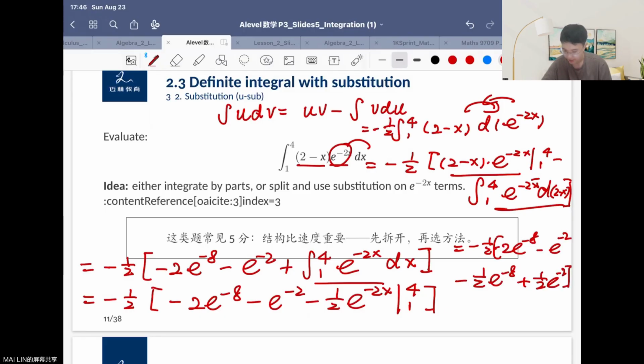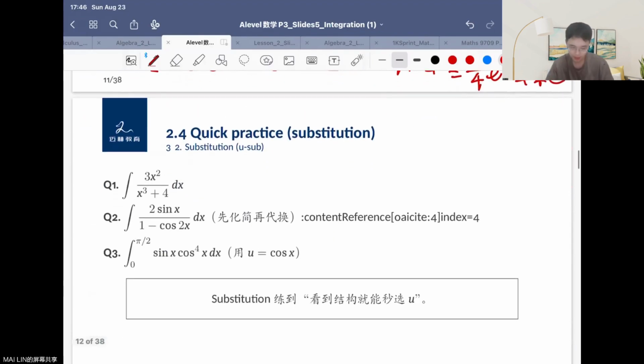Okay, so we can just add here that is for 4, and here's 5 over 4 e power negative 8, and here is plus 1 over 4 e power negative 2. Okay, that is for this problem. So let's move into some other quick practice for you.